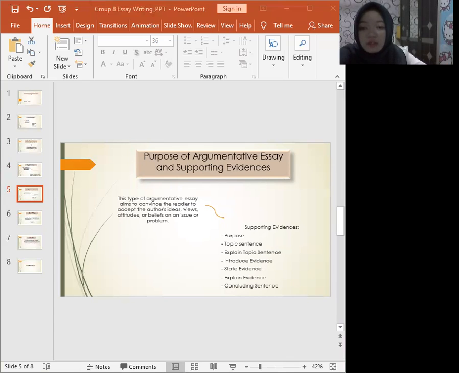And 4. Introduce evidence. Introduce your evidence either in a few words, a structured phrase, or in a full sentence. For example: To understand this issue, we first need to look at statistics. 5. State evidence. What supporting evidence, recent example, fact, statistic, or quotation can you include to prove, support, or explain your topic sentence?